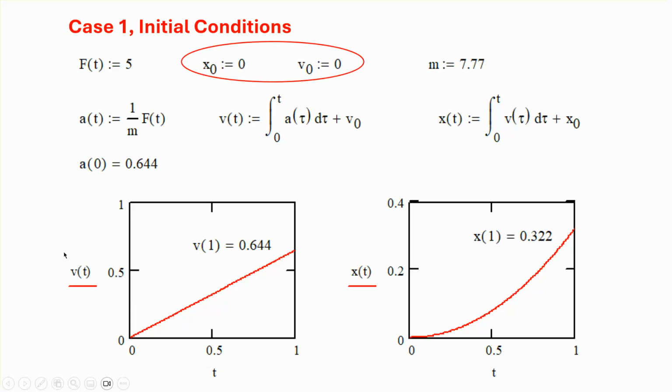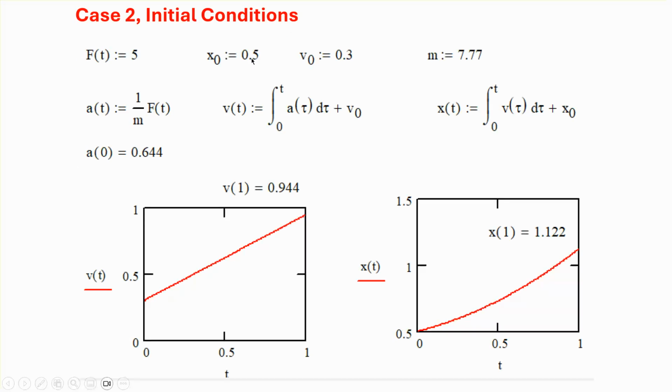Now, these are the initial conditions. I'm going to come back and change those initial conditions to 0.5 meter for position, x naught of 0.5, and v naught of 0.3. And if you repeat the same thing, you will see that again the velocity is going to be linear, with different values of course, and the position is going to be parabolic, again with different values, because initial conditions are not zero anymore.